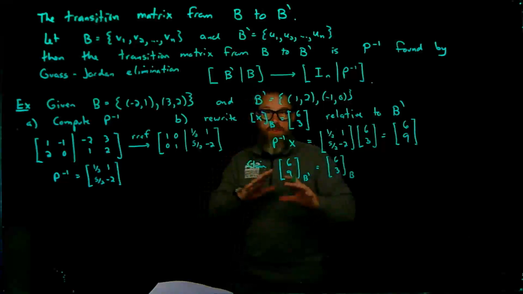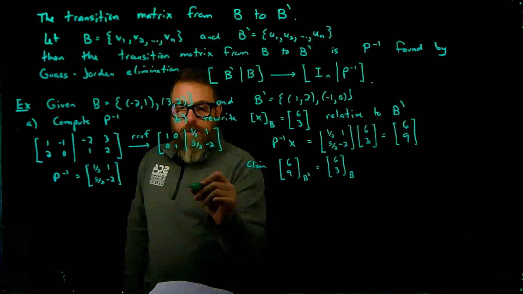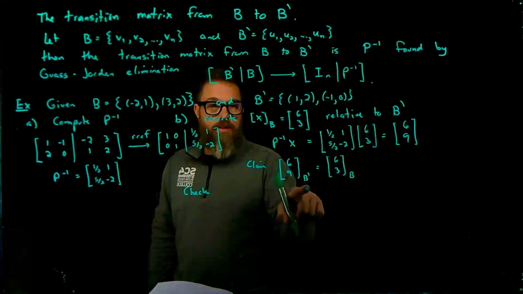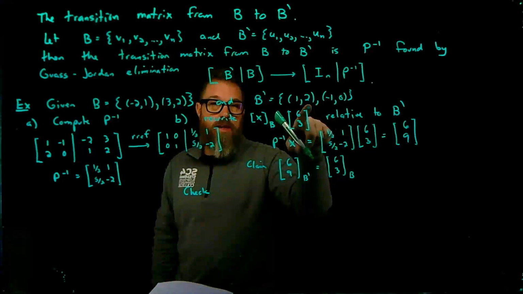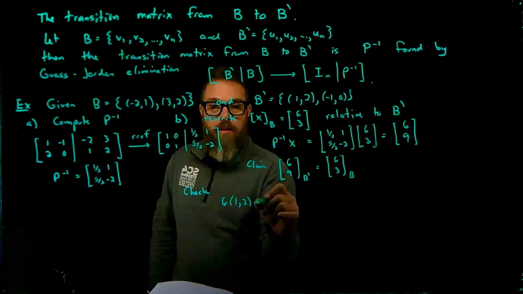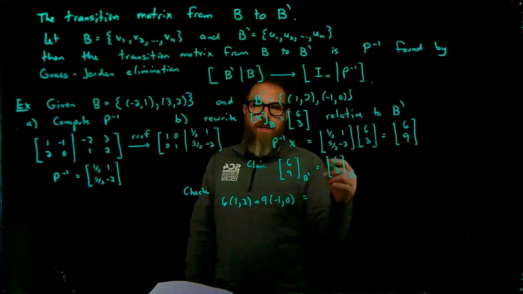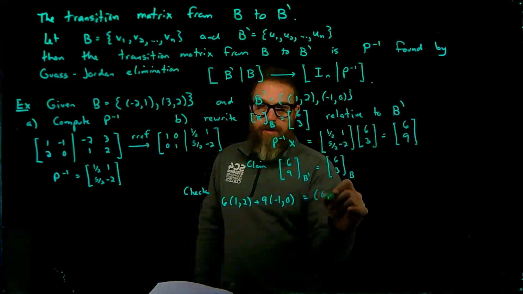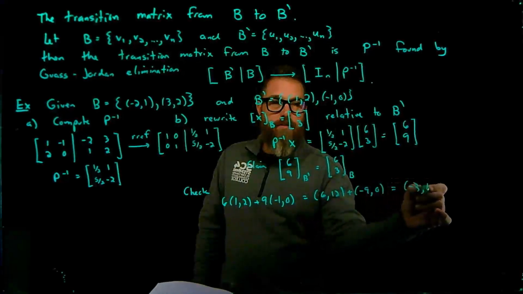And actually, let's just check for consistency, or at least completeness. What it means to be a basis is that 6, 9 relative to B prime is a linear combination of these basis vectors where the coefficients, or your scalars, are going to be 6 and 9 respectively. So 6 times 1, 2 plus 9 times negative 1, 0. Now we can write this relative to the standard basis just by simplifying with matrix addition and scalar multiplication. So 6, 12 plus negative 9, 0, which is going to give us negative 3, 12.